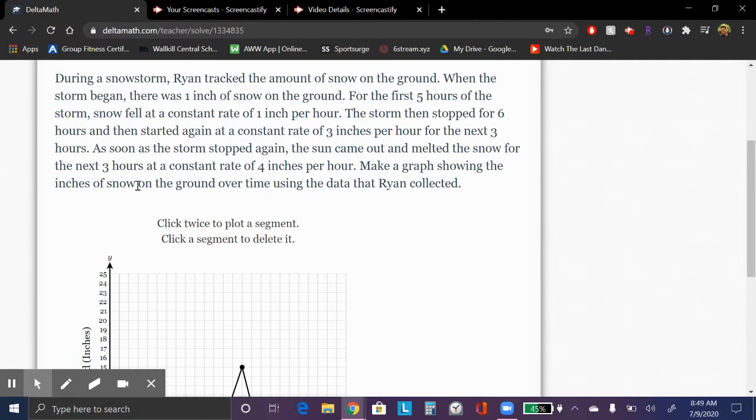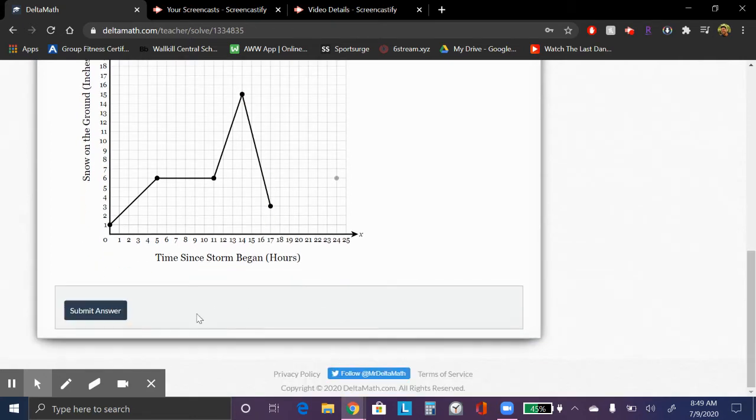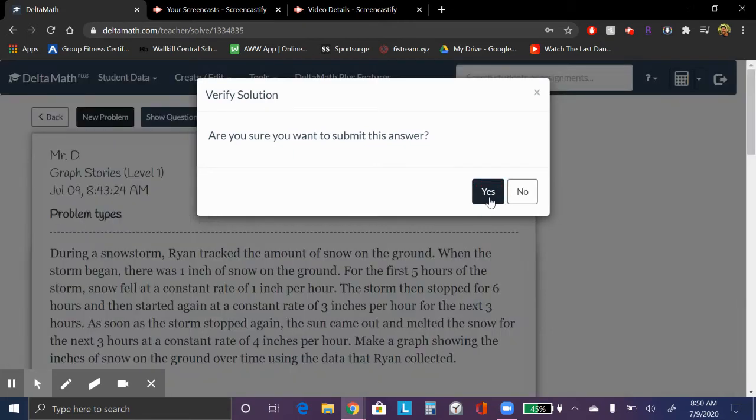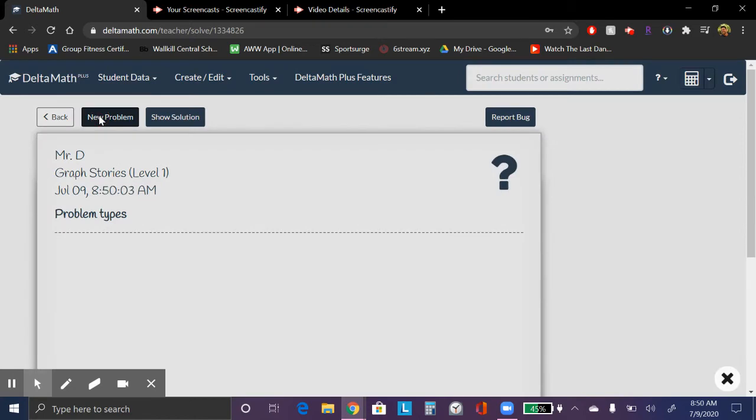Make a graph showing the inches of snow on the ground over time. All right, so just wanted to make sure. It started off with 1 inch, then went 1 inch per hour for 5 hours. The next 6 hours, it stayed. Then more snow accumulated. Then the sun came out, and then the snow went down. Let's see if this works. Bam. Good.